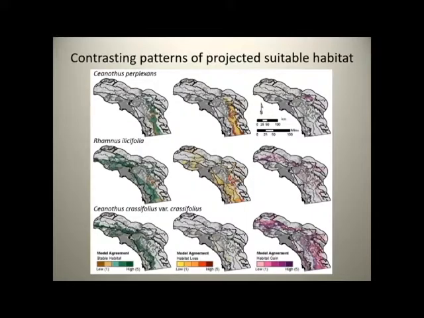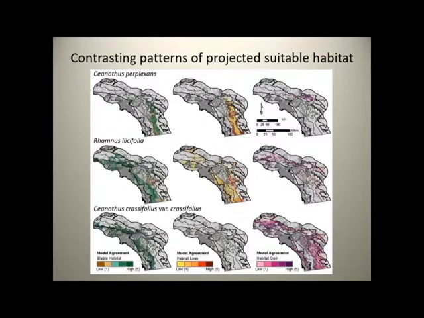There were contrasting patterns amongst the different species. However, of all those shrub taxa, 75% of the time there was agreement between at least three of the models for habitat suitability retention, which was better than I expected.